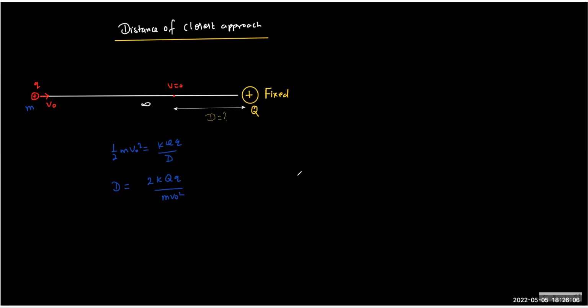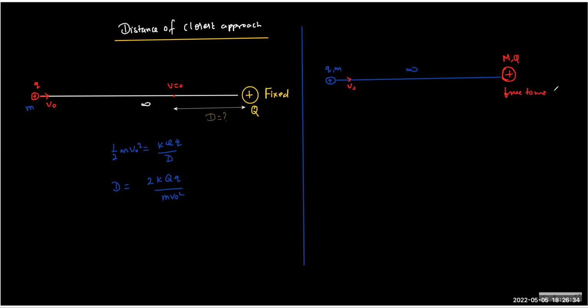Okay. Yes, sir. The second scenario is, what if, of course, I am throwing from infinity very far. But the other charge, which earlier was fixed, is also having mass m, charge q, and it's free to move. So as the small charge will approach, the big charge will also try to accelerate towards right, isn't it?